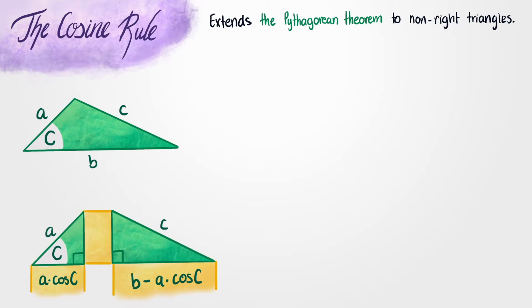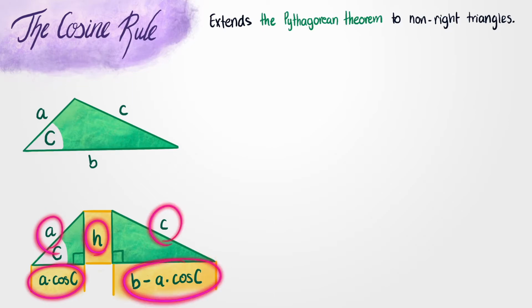Now the second step was to find this height h here, so let me label it. Just like we did last time, we want to write Pythagoras on these two triangles over here. But this time we're going to be a little bit more clever. I want you to realize that h squared is just a squared minus the bottom over here, and it's also the same thing as c squared minus the bottom over here.